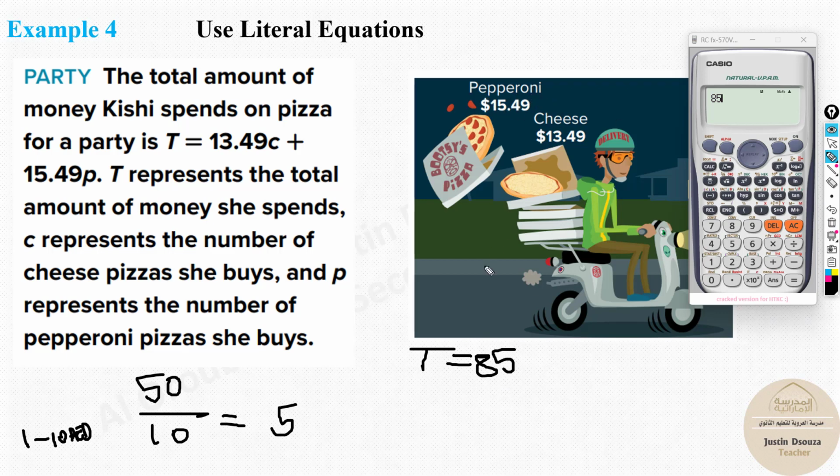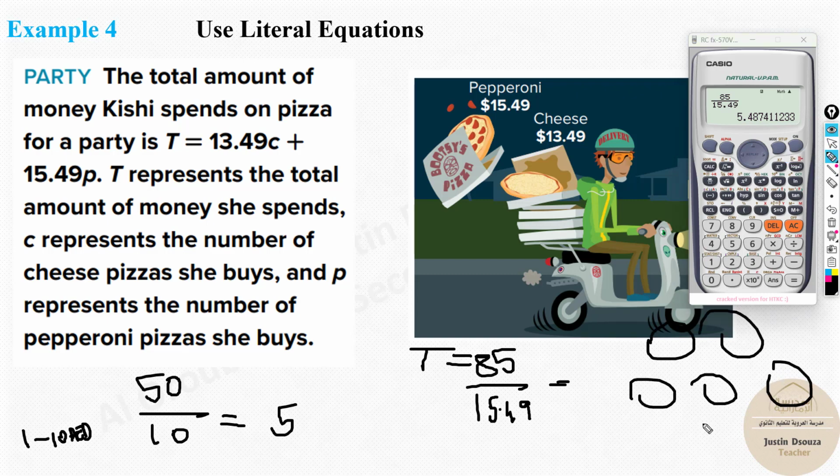Let's start with pepperoni pizza. Each pepperoni pizza costs 15.49. What is the maximum number of pizzas you can buy? You should just divide 85 by 15.49. So you can buy 5.5, but we can't buy 5.5. We can maximum buy 5. If it was 6 point something, it would be 6, because you need whole pizzas, right? 1, 2, 3, 4, 5, and there is half.